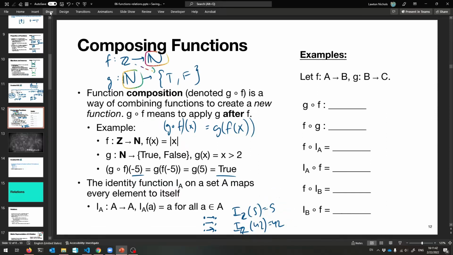And so let's use all that, let's figure out the way all of this is working. Okay, so here's some more examples. G and F. F goes from A to B, and G goes from B to C. What is the type, like what's the domain and codomain of G after F?